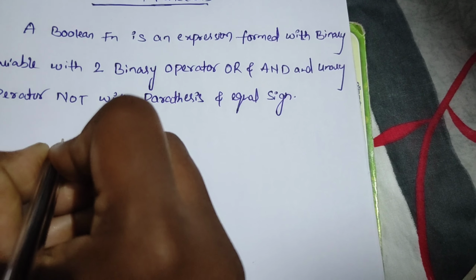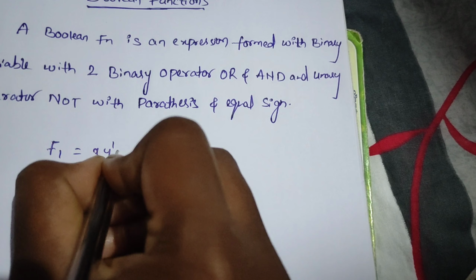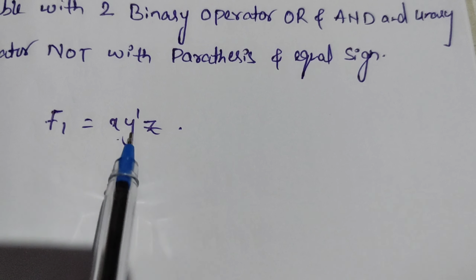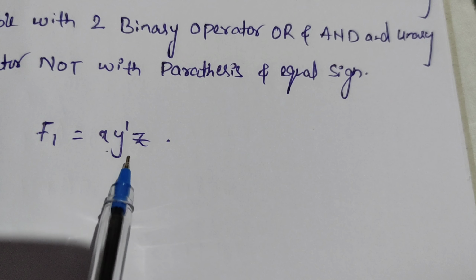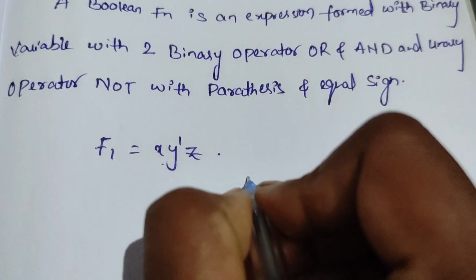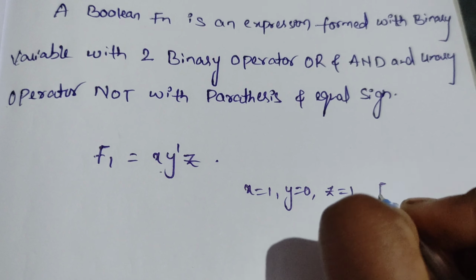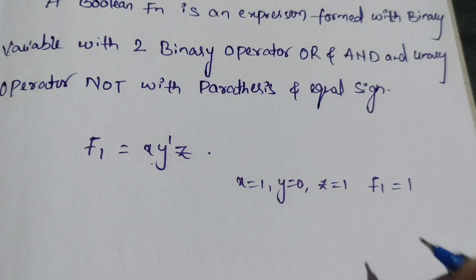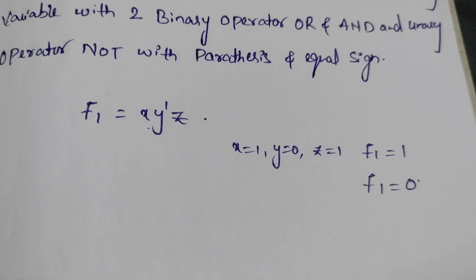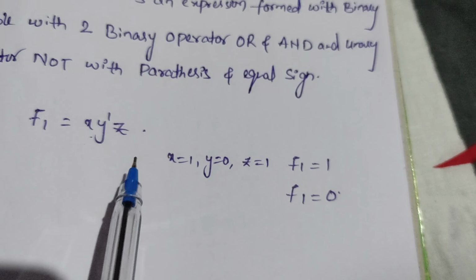Consider a function of three variables, f1 equals x y bar z. The variables can take any value, 0 or 1, and depending on the values of the variables, the function f1 can be either 0 or 1. If x is 1, y is 0 and z is 1, then the function f1 is 1. Otherwise, function f1 is 0. So for better understanding, we will see the truth table of the function.